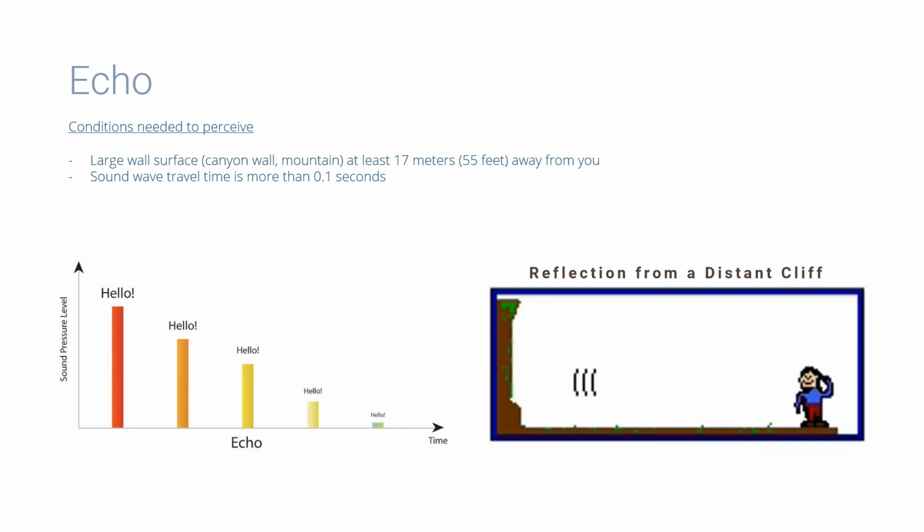So what conditions do you need to have for this to happen? There has to be a large mountain or a canyon wall, something like that, at least 17 meters or 55 feet away from you. The reason for that is because you need the travel time of the sound wave to be more than 0.1 seconds for you to experience or create an echo, right? So that's kind of how that looks.